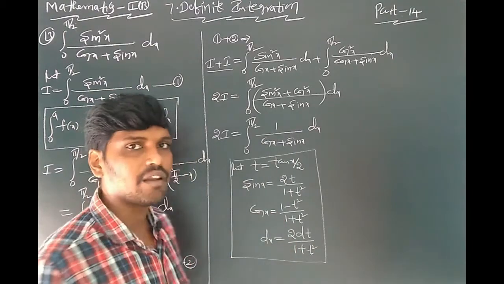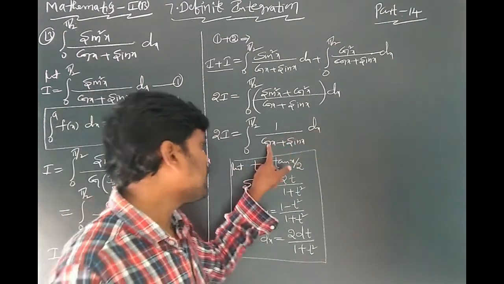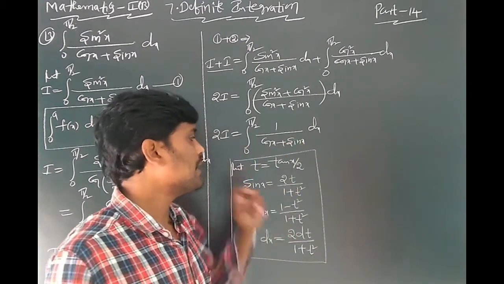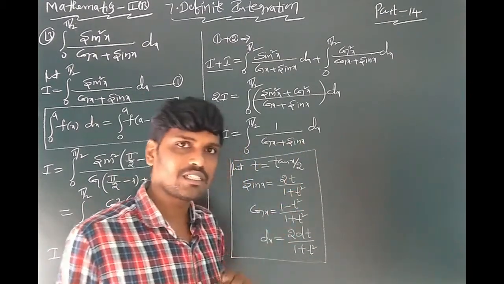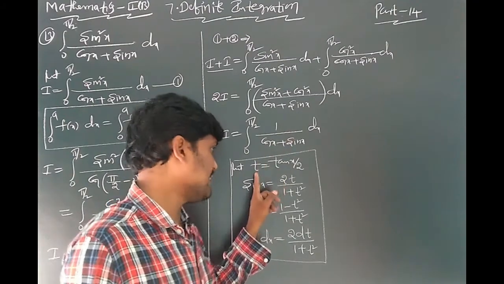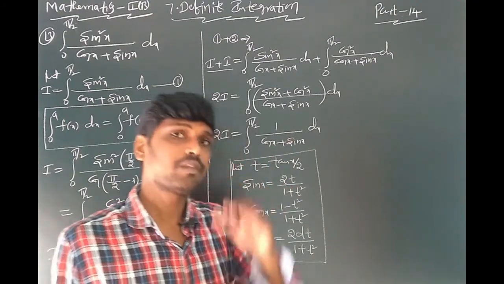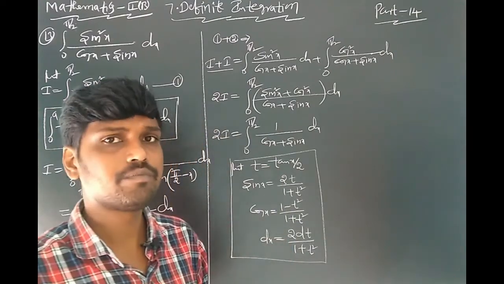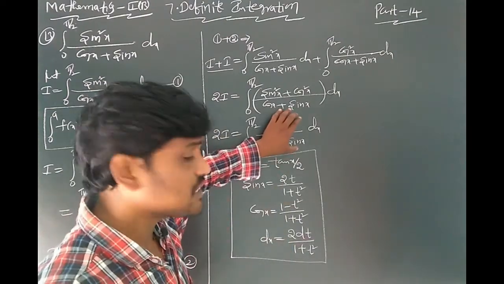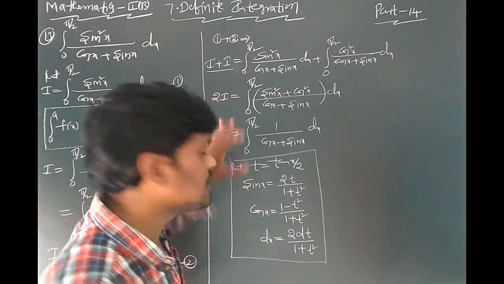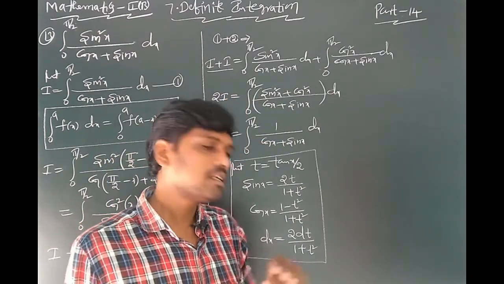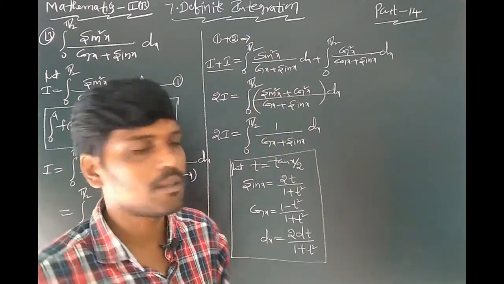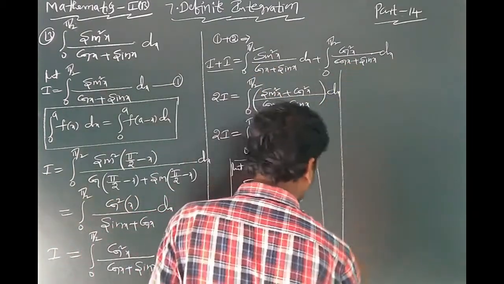In this method number 8, you write in place of cos x, 1 minus t square by 1 plus t square; in place of sin x, 2t by 1 plus t square; in place of t, tan x by 2; in place of dx, 2 dt by 1 plus t square. Here the function is in terms of x, and the limits are also in terms of x. The function is converted in terms of t, so the limits must also be converted in terms of t. That's why you can write.